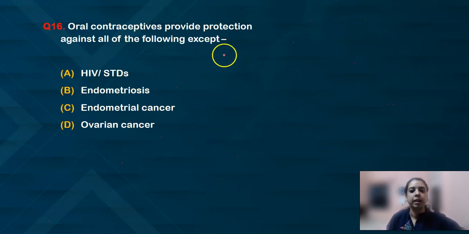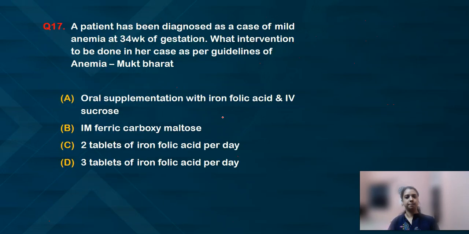Let's go back to the question. It provides protection against HIV and STDs? No, it does not. Endometriosis? Yes. Endometrial and ovarian cancer? Yes. A patient has been diagnosed as a case of mild anemia at 34 weeks. What intervention is to be done as per guidelines of Anemia Mukt Bharat?